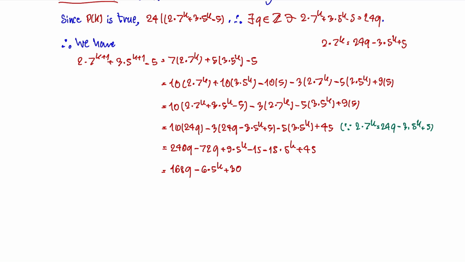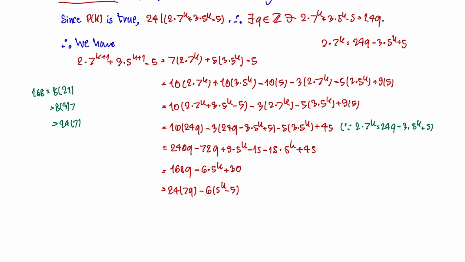The term gets smaller, and for this one, I think it's going to have a factor of 24. So let's try to factorize 168. It's going to be 8 times 3 times 7, so it turns out to be 24 times 7. Okay, 168 has a factor of 24. So it's going to be 24 times 7q. Now what about this one? I can factorize number 6, so we're going to have minus 6 times 5 to the k minus 5.